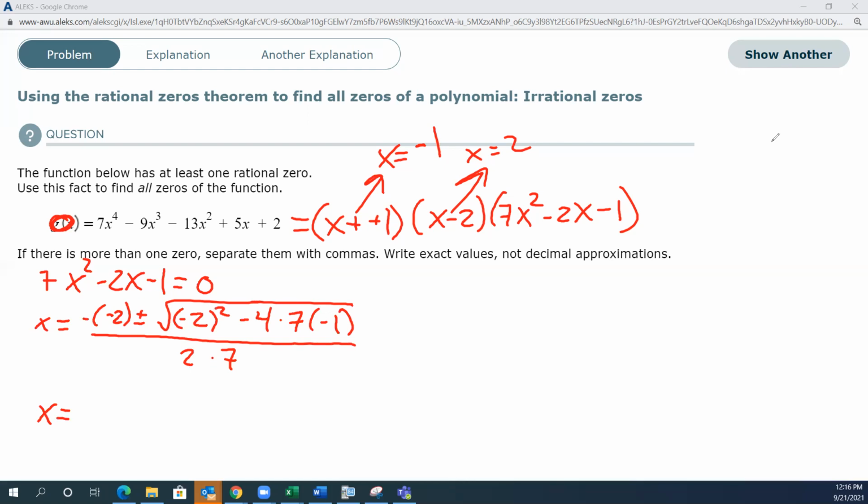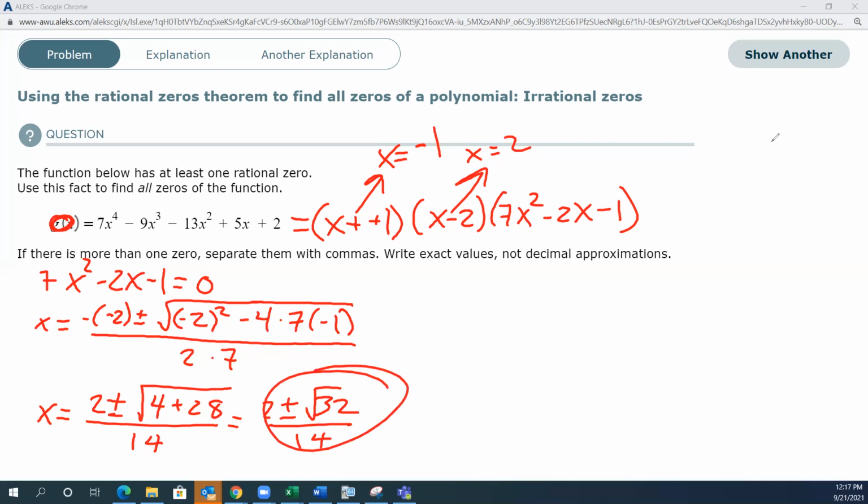And so we keep doing our thing. Let's see, we get a 4, we get a plus 28. Okay, cool. So 2 plus or minus root 32 over 14. Now, they're not going to want a decimal answer. If they're willing to accept a decimal answer, then we could have just gone straight to the graph and found the x-intercepts on the graph. Okay, so they don't want decimal.